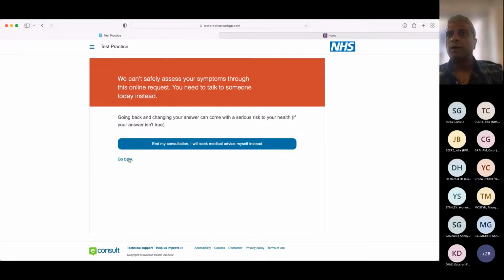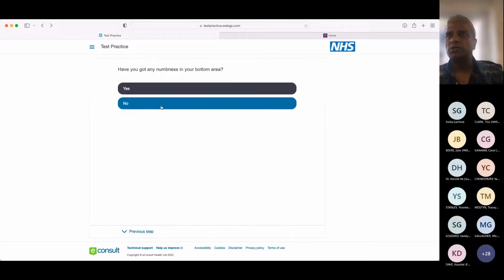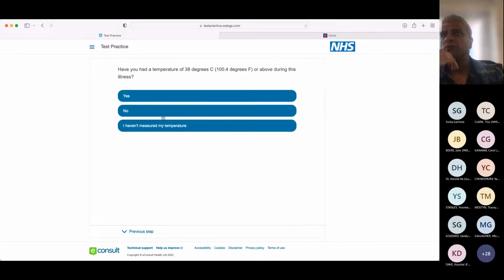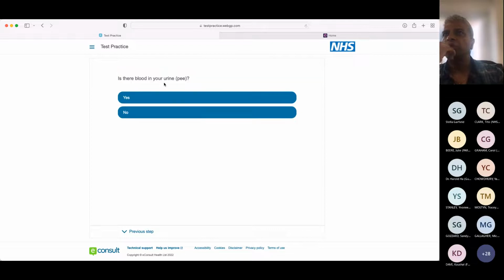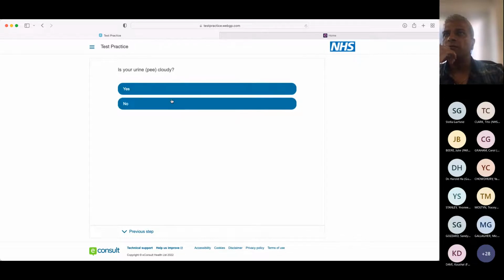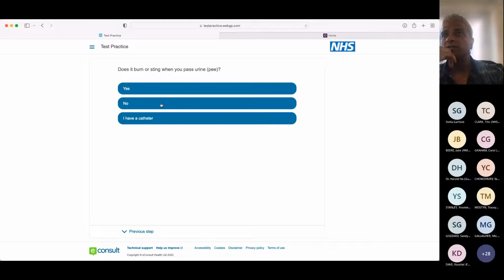Okay, but I'm going to go back in this instance and I'm going to change my answer to no just to get through the consultation. I haven't got temperature, no profuse sweating, I've not vomited, no blood in my urine. Urine is not cloudy, doesn't sting when I pass water. I'm passing water normally, not had problems with my back before.